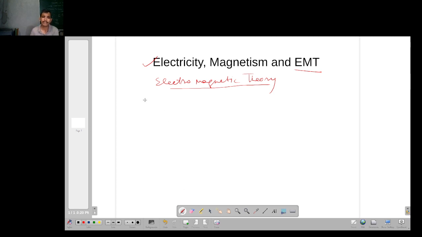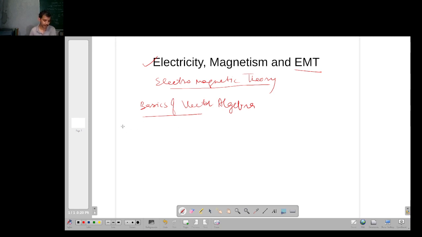So I start with the basics of vector algebra, and here in this lecture I will talk about basic definition of vector and some basic definitions relating to it.